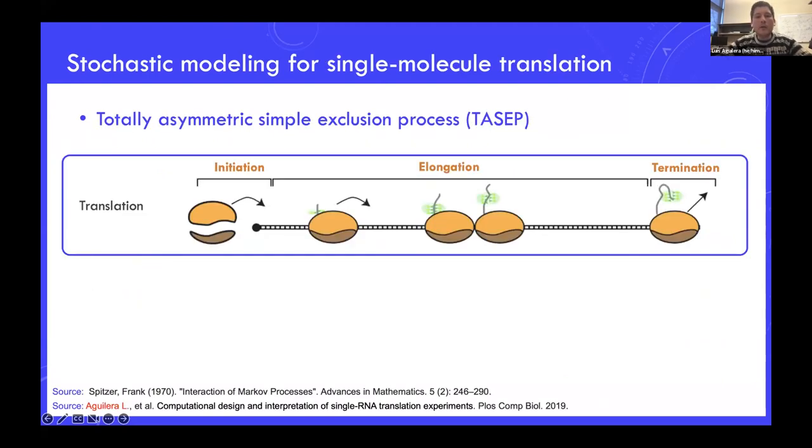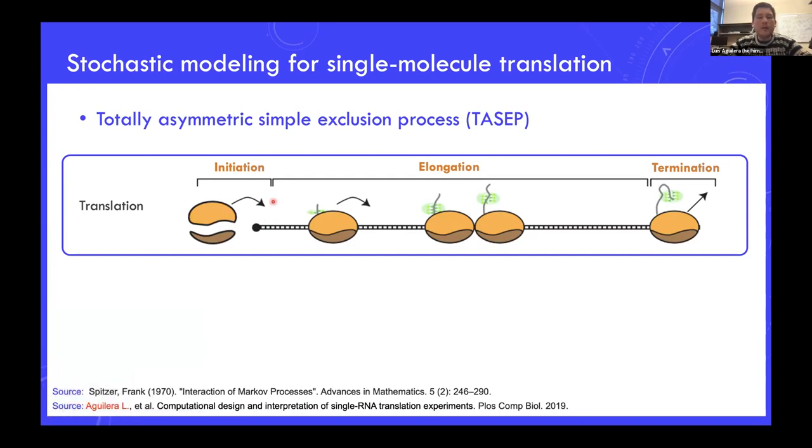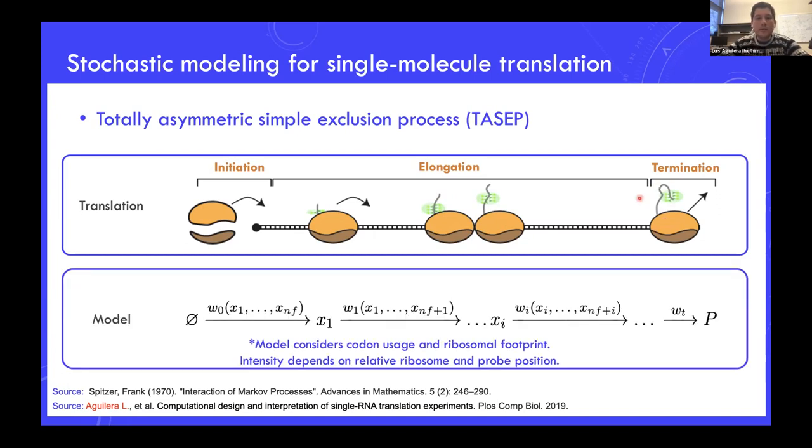Okay, so the mathematical models that we are using are total asymmetric simple exclusion process, or TASEP models. This was based on the biological process that we are studying, that is translation. Translation can be divided in three steps. One of them is initiation, where the ribosome binds to the RNA. Then elongation is when the ribosome starts moving along the RNA and producing the nascent protein. And finally, termination is when the ribosome leaves the RNA and releases the nascent protein.